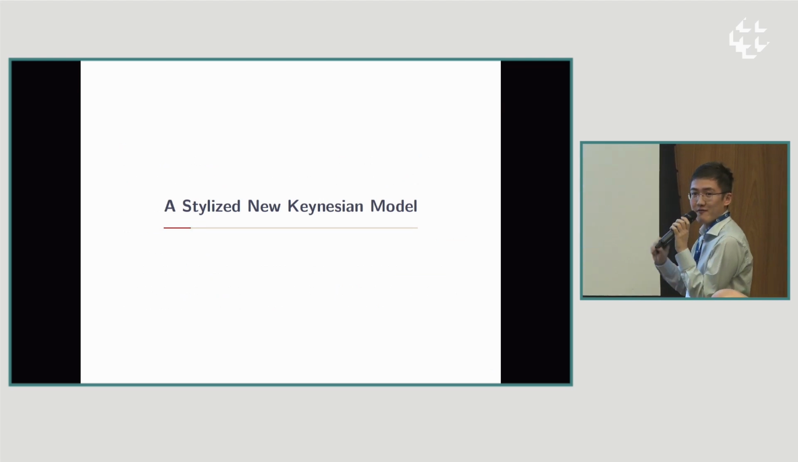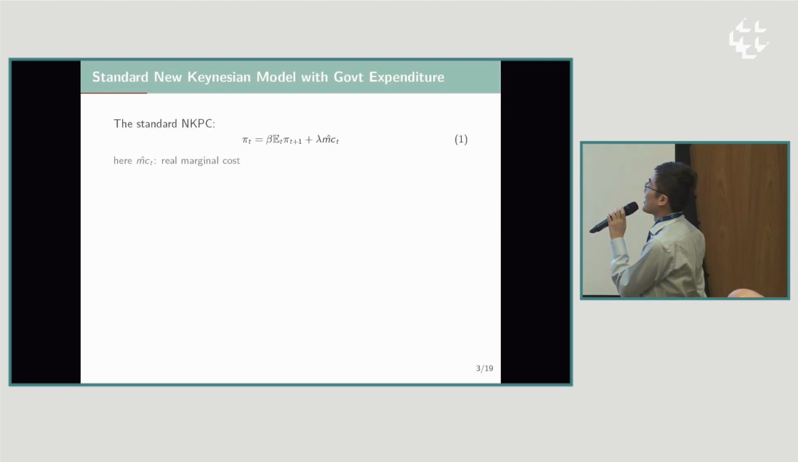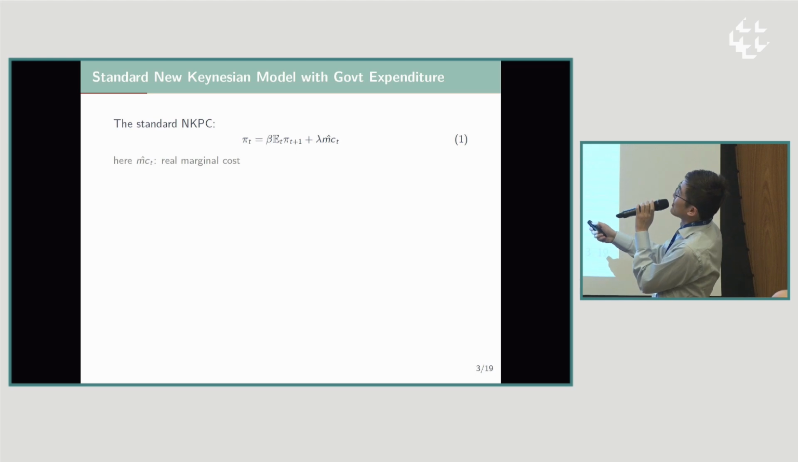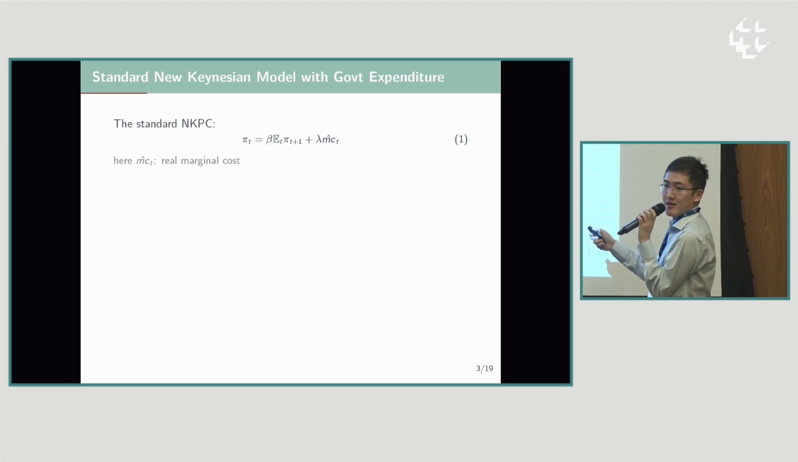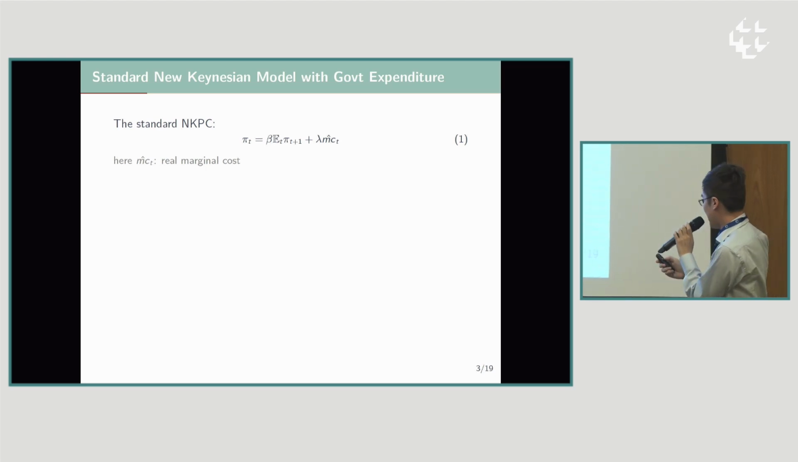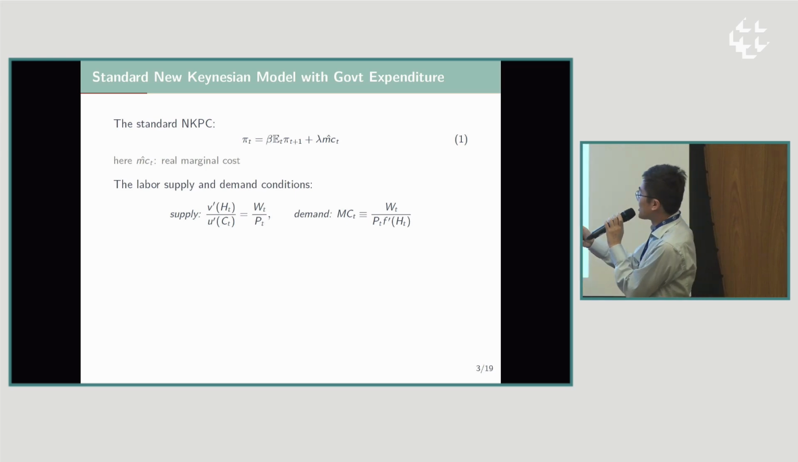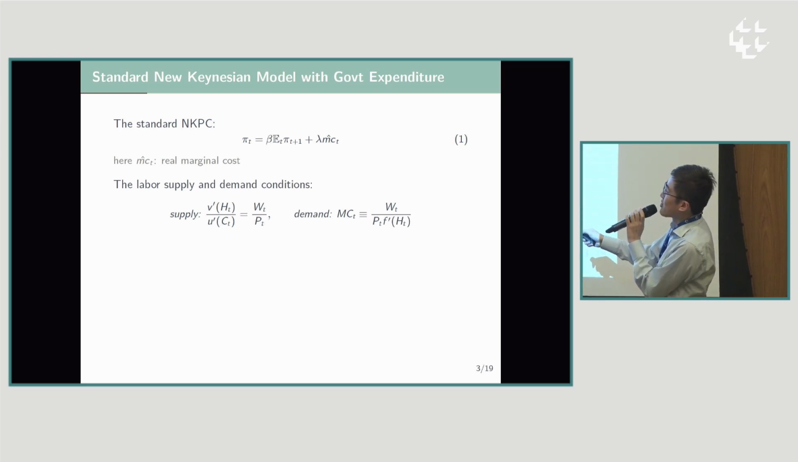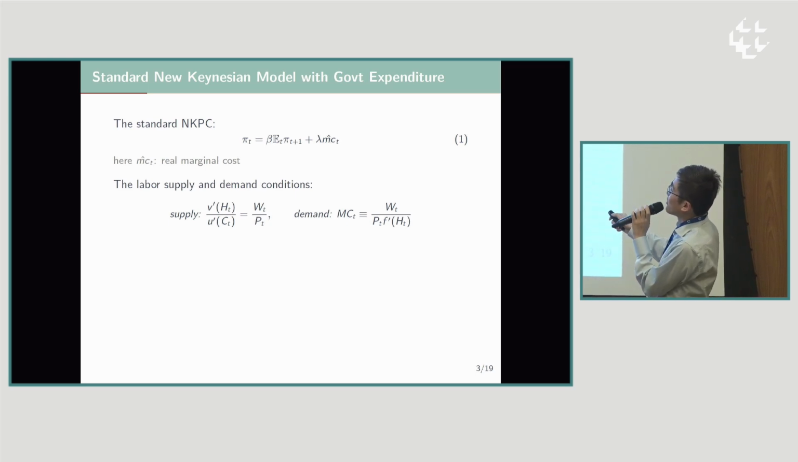Okay, so now let me give you a very stylized New Keynesian model to highlight the channel. This equation is the standard New Keynesian Phillips curve. Inflation equals, on the right-hand side, the first term, inflation expectation, plus the real marginal cost. This is a textbook New Keynesian model, justified by some sort of sticky price or nominal rigidity. Then we introduce the labor supply condition, where the marginal rate of substitution between your labor supply and your consumption should equal your real wage, and this is your real labor demand. We do this in order to pin down the real marginal cost in equation one.